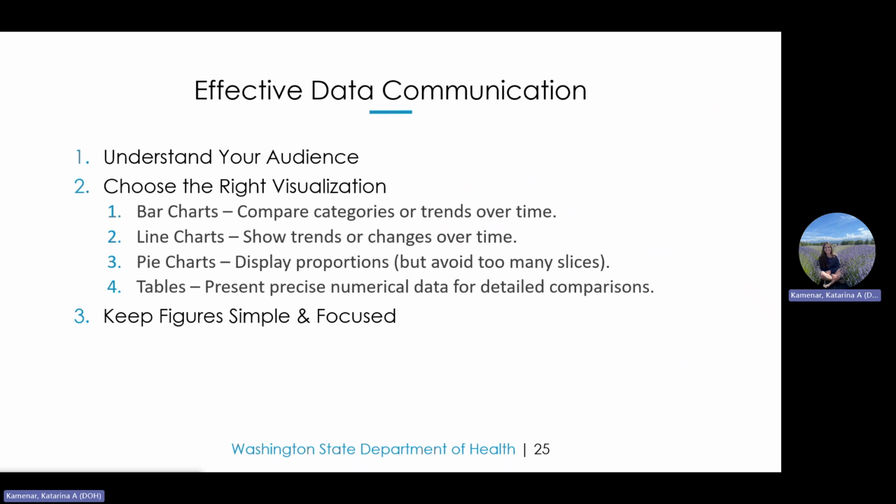And then you also want to choose the right visualization. I listed a few different things here, and it's important to know that not all figures are created equal. Bar charts are great when you want to compare categories. If you're going to show trends over time, like antibiotic use over time, I do recommend a line chart. That's the best way to clearly show things are going up or down. If you're looking to display proportions, you can use something like a pie chart. You just want to make sure that you don't have too many slices in there, or otherwise it gets really hard to tell what's going on.